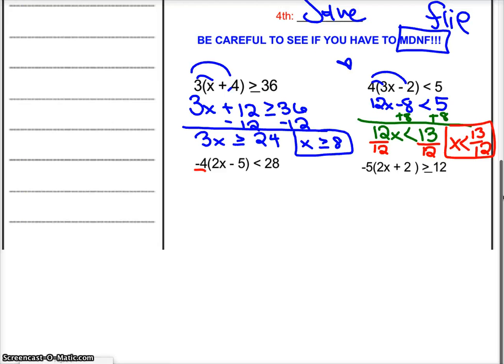I see a negative on the outside, so I'm going to turn this minus on the inside to plus a negative. I promise you it's going to help you keep your sign straight. Now I'm going to distribute. Negative 4 times 2 is negative 8x plus, because I turn the minus to plus a negative, negative 4 times negative 5 is 20. Negative 8x plus 20 is less than 28.